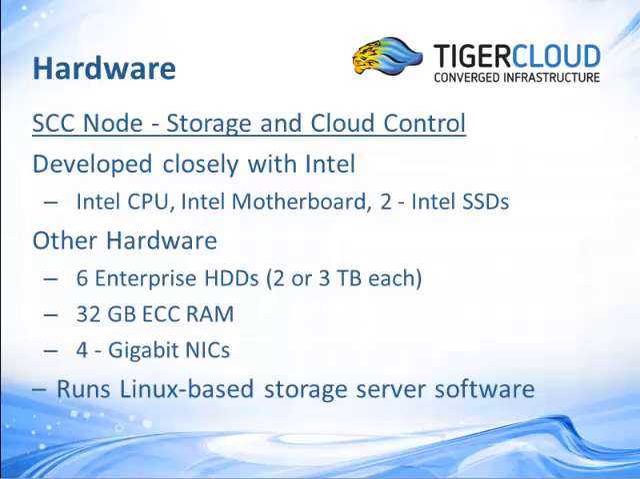Let's begin by looking at the storage node, or the SCC node. If we talk about a storage node or an SCC node, we're talking about the storage and cloud control node. This is the heart of tigercloud. This is where the operating system is, this is where the management center is. And for these storage nodes, we worked closely with Intel to develop them using an Intel CPU and motherboard and two solid-state drives that are also Intel-based. In addition to that, we include 6 enterprise hard disk drives. Depending on the node that you receive, they may be 2 or 3 terabytes, 32 gigabytes of RAM, and 4 network cards. And the underlying operating system for these storage nodes is a Linux-based storage server.